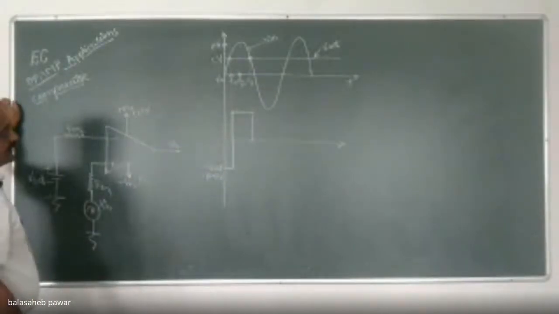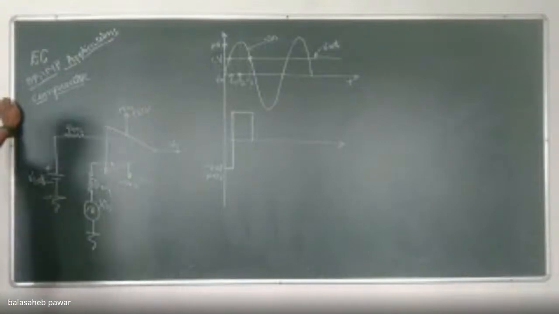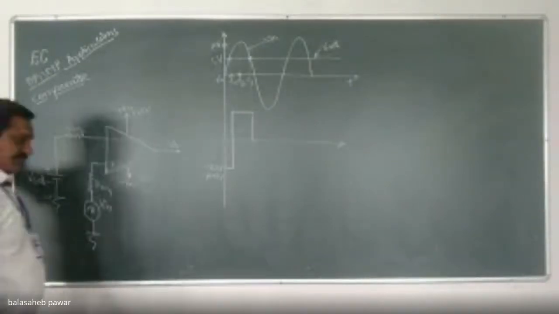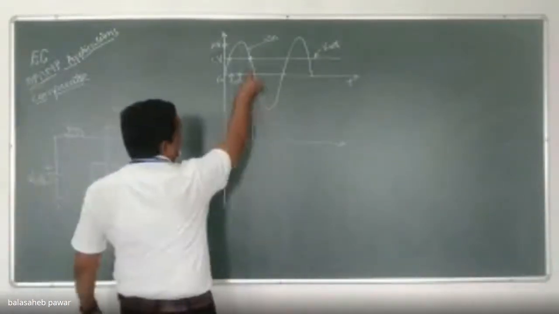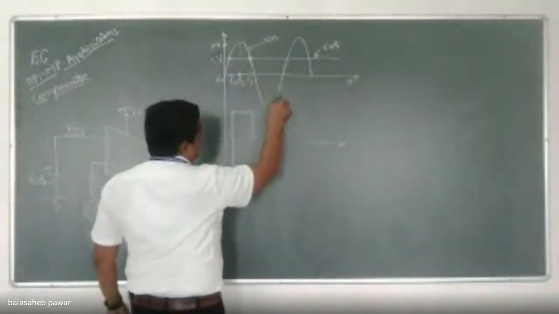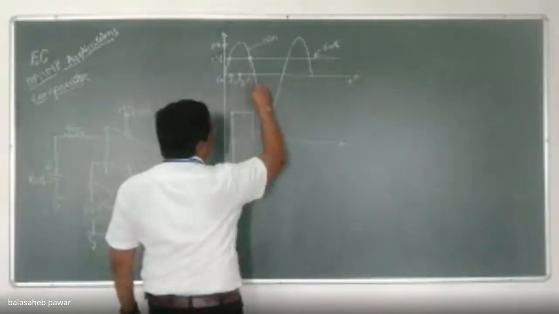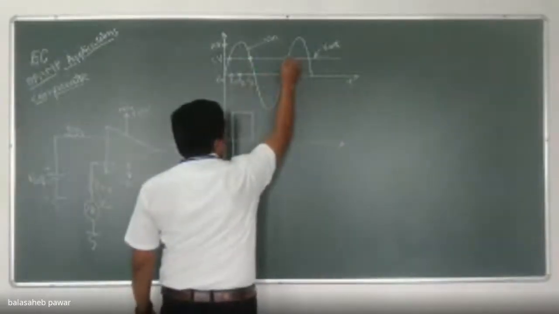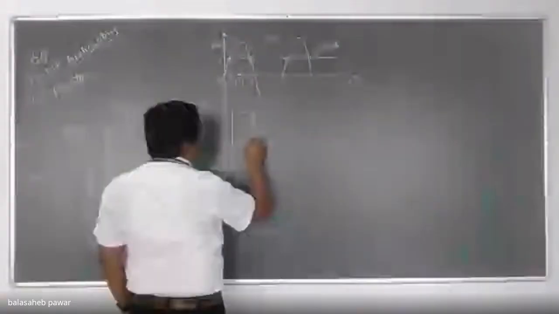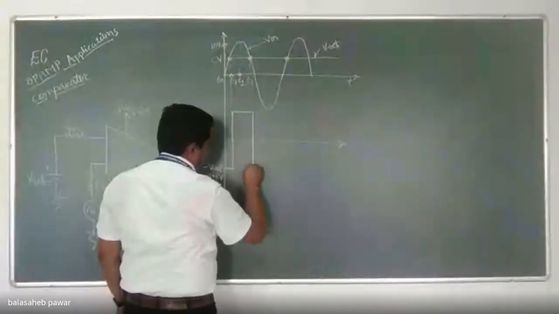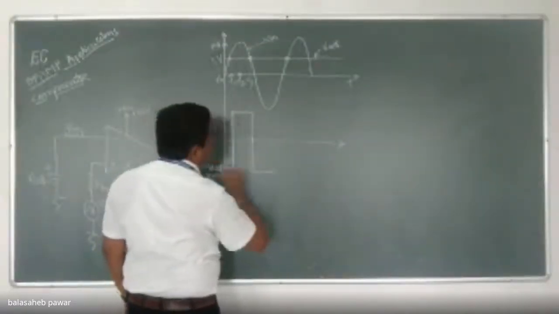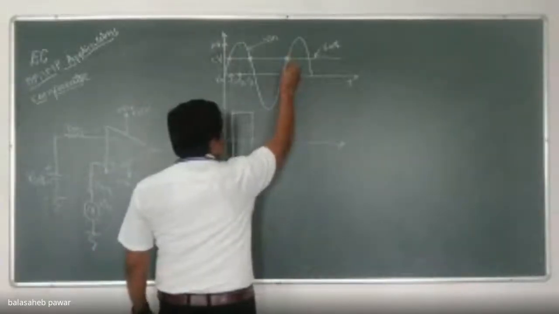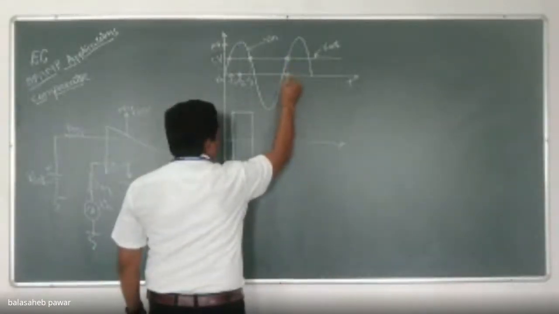Later on, after T3 onwards, you will observe that the input signal continuously remains less than V reference. After T3, V in, which is time varying, remains continuously less than V reference, and that's why its output will remain at minus Vsat. So it will go to minus Vsat. I will consider another time period, suppose it is T4.